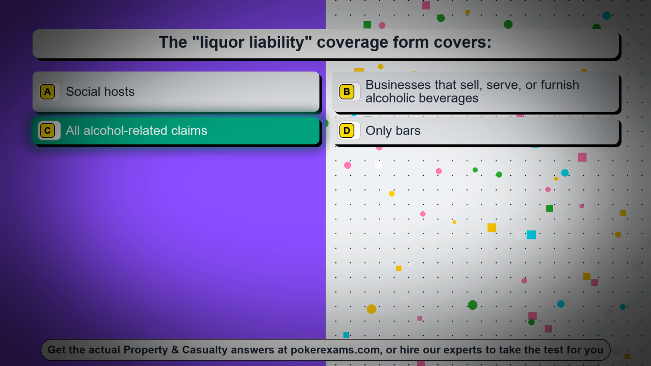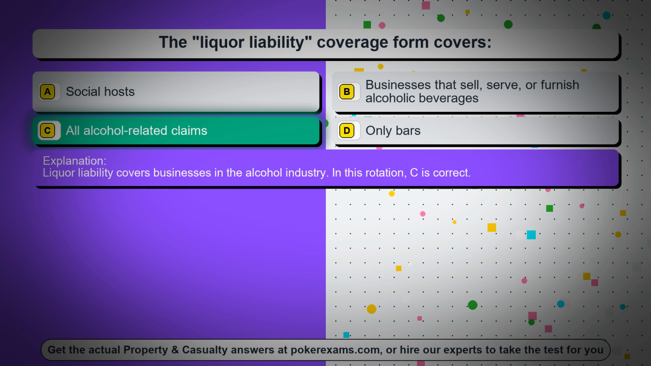All alcohol-related claims. Liquor liability covers businesses in the alcohol industry. In this rotation, C is correct.